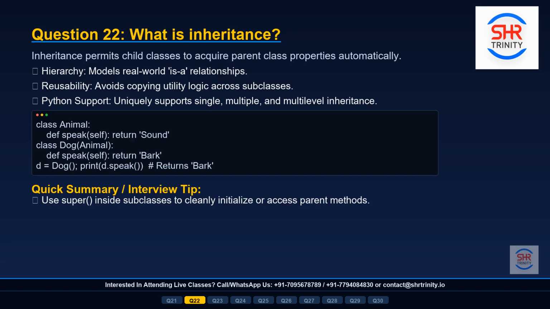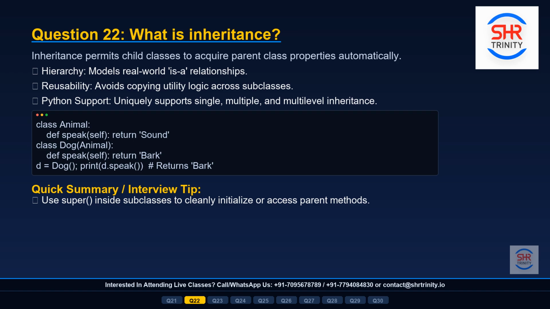Question 22, what is inheritance? Inheritance is the mechanism by which a child class acquires properties and methods from a parent class. Think of it like family genetics. A child naturally inherits traits from their parents but can also develop their own unique characteristics.